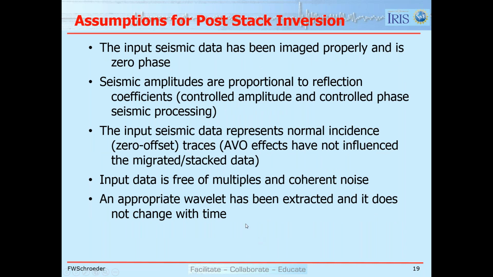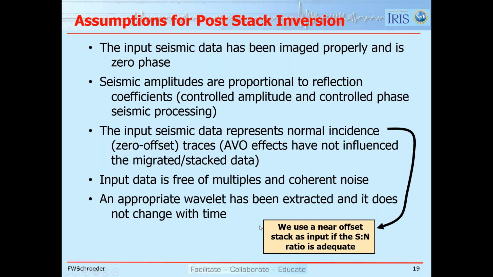For post-stack inversion, we have a number of assumptions. We assume that the input data has been imaged properly and that it is zero phase data, not minimum phase or mixed phase. We assume that the seismic amplitudes are proportional to the reflection coefficients, so that the processing that has been done is controlled amplitude and controlled phase. The input seismic data represents normal incident or zero offset data. If we do have AVO effects, they can cause a little bit of a problem. I'll talk in a moment about that.